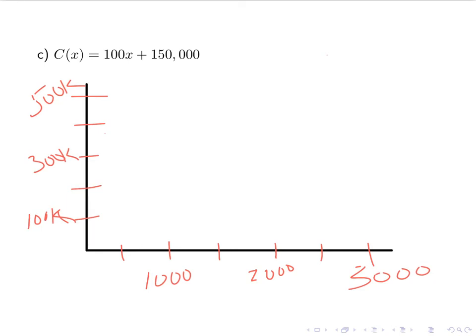And then I've got my points. So again, 0, 150,000, that's right there. And then 1,500, 300,000 is right around there. So I've got my points, and I've got my nice line going through it all.